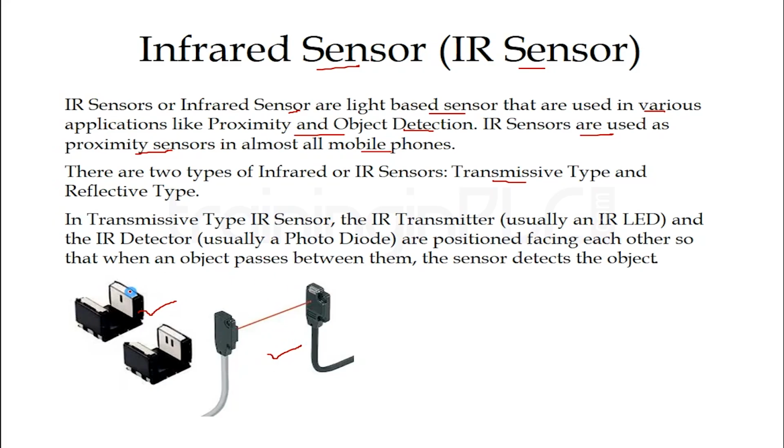In a transmissive type sensor, the IR transmitter and IR detector are oppositely placed. They will be facing each other. When an object passes through between this IR transmitter and receiver, it will detect the object and it will give the signal.